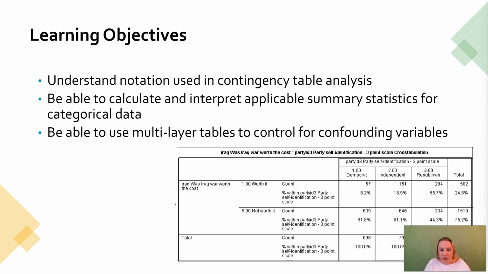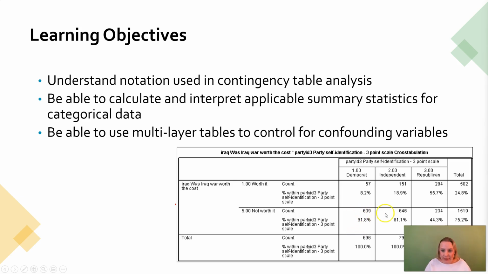And it shows you how many Democrats said that it was worth it, and how many of your Democrats said that it was not worth it as well. And you can see their percentages. So here you notice we had 57 Democrats that said it was worth it. And that's going to be equal to 8.2% of my Democrats. So when I have my 8.2% plus my 91.8% of my Democrats, I get a total of 100% of my Democrats. So 8.2% said it was worth it, 91.8% said it was not worth it.